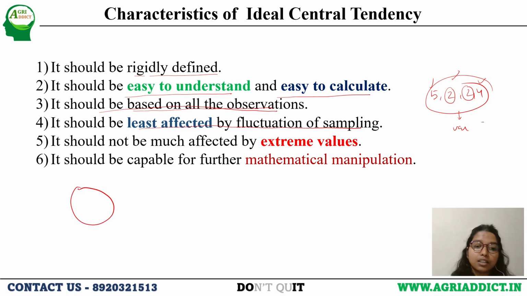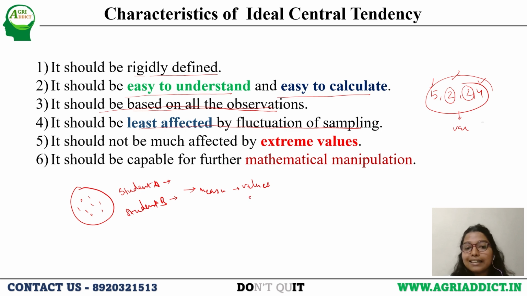Okay, it should be least affected by fluctuation of sampling. For say we have a field and there are plants and we have to take the plant height. So say one student, student A and student B, are allotted to take the data from the same field. So the value obtained by student A might be different from student B. But when we calculate the measures of central tendency, the value should come the same, or not exactly, but near to the same it should be. Okay. So this is what the fourth point says. It should be least affected by fluctuation of sampling.